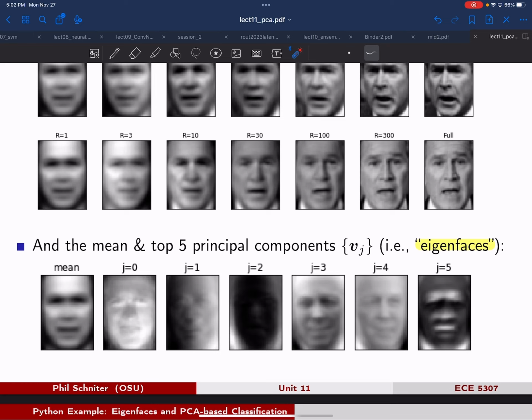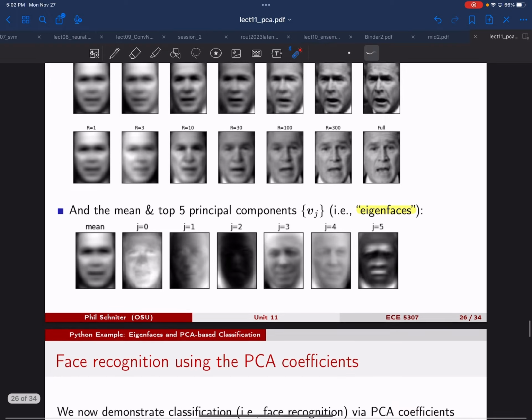Any questions on this? Okay, is this sort of making sense? Is it helping to explain what PCA is doing? All right. Okay.